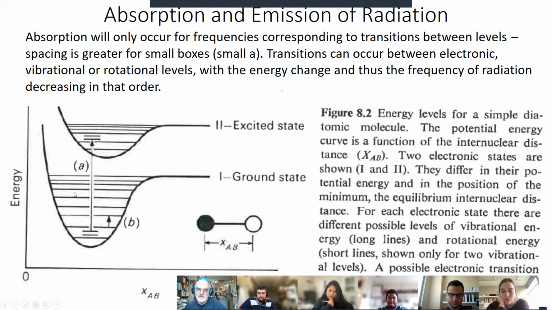And so you have these various levels, and the energy is therefore absorbed when there's a transition from one level in the ground state to another level in the excited state. And so the frequency with which this happens depends upon the energy of this transition. The transitions occur between electronic levels or vibrational rotational levels.